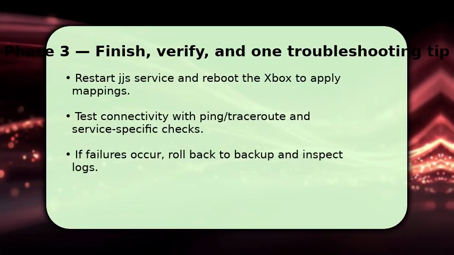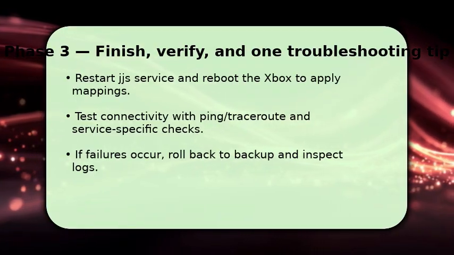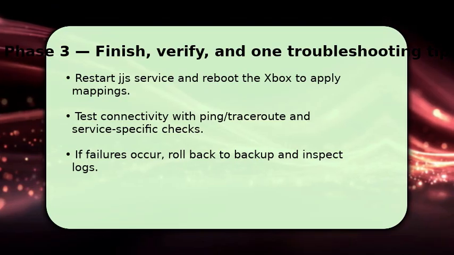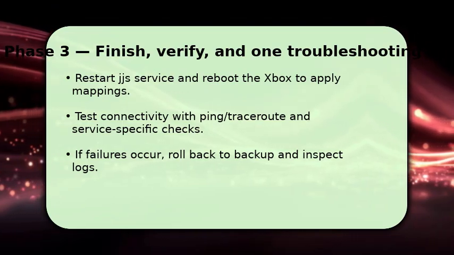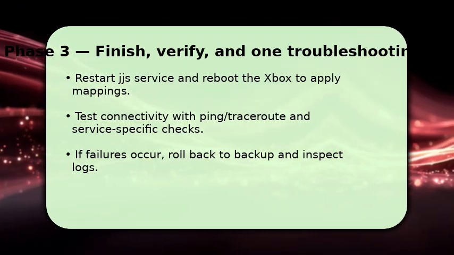Then run connectivity checks, ping and traceroute to the mapped domain, plus the Xbox service checks relevant to your workflow. If the console doesn't reach services, examine JJS logs for DNS or port errors and verify static IPs again.